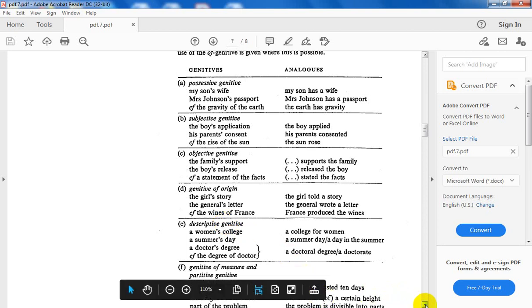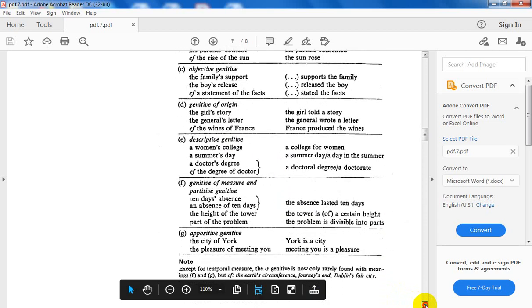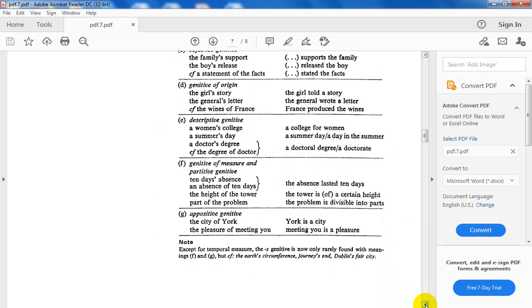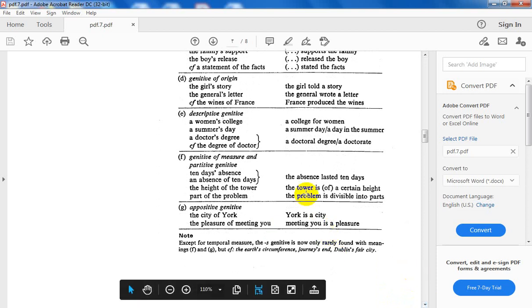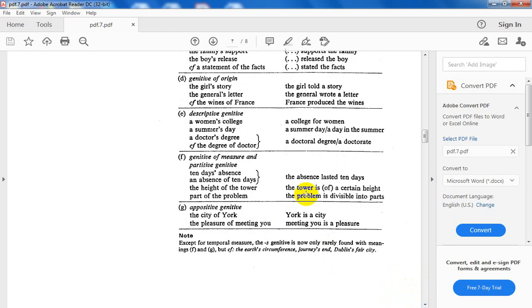Again, move to the fifth one, which is the descriptive genitive, just to describe the noun with the S genitive. A woman's college: a college for women. A summer's day: a summer day, a day in the summer. A doctor's degree: the degree of the doctor. Of course, it is both of them: a doctoral degree or a doctorate, and it is okay to have both of them.